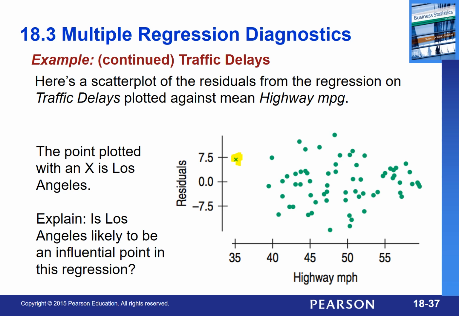Okay, so here's an example again. Here's the traffic delays. So here's the scatter plot of highway MPG versus the residuals. The point plotted with an X is Los Angeles. In case you're having a hard time seeing that, I'm highlighting it right now. Is Los Angeles likely to be an influential point on the regression? What do you think? Its residual is pretty high, but there are other values in here with that residual and even higher. But it's also got a highway miles per gallon that's much lower than everyone else's.